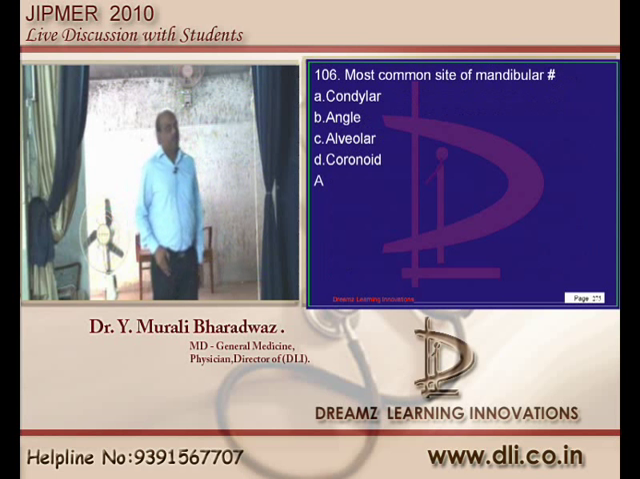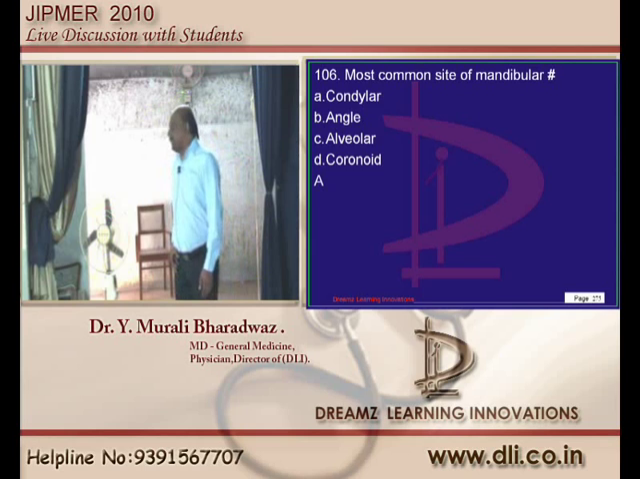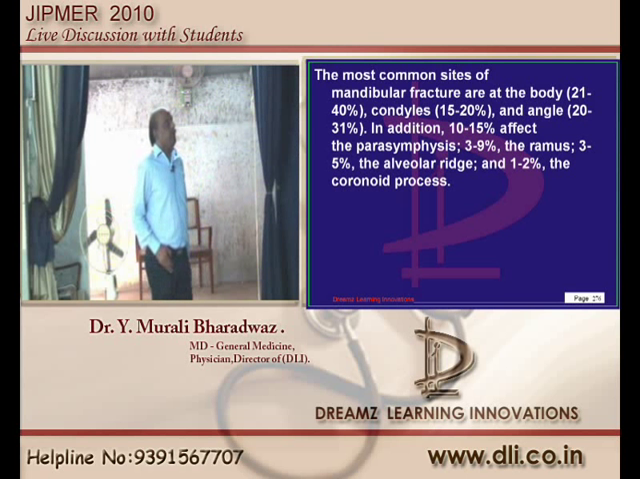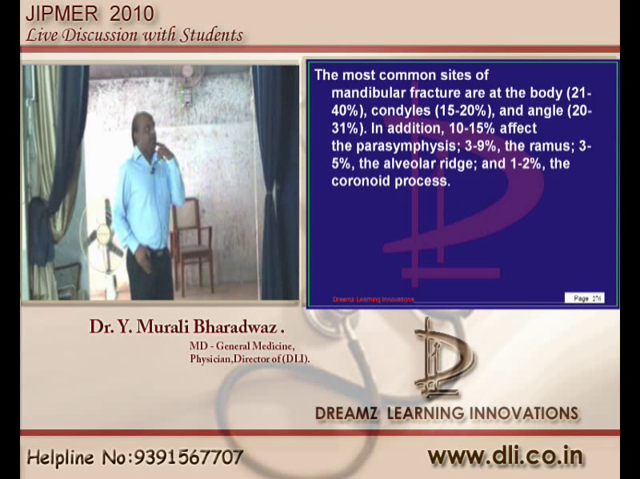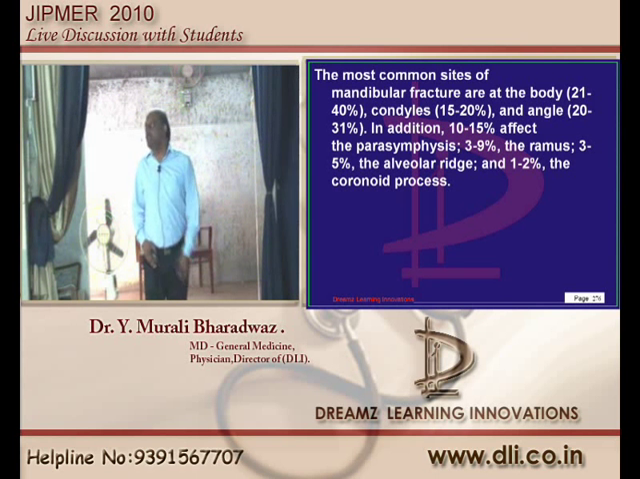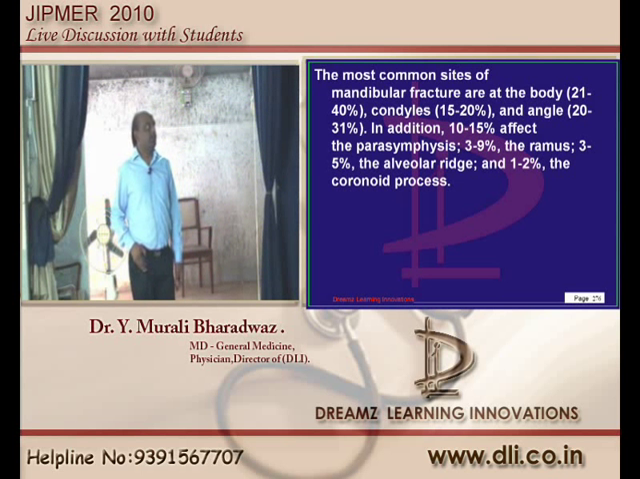Now what is the most common site for mandibular fracture? We should remember that body fractures are very common, but body was not given. Following body, the condyle is the second most common location, then the angle of the mandible. 21 to 40% is body, 20 to 31% is angle, and 15 to 20% is condyle. So angle is the second most common overall, and among these four options it is the most common. So the angle of the mandible is the most common site out of the sites given.